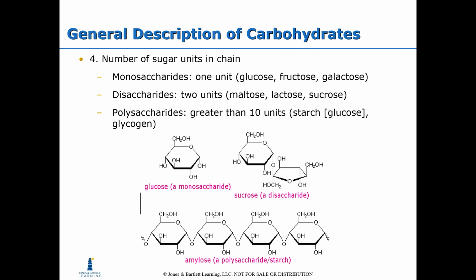They can also be classified based on the number of sugar units in the chain. Monosaccharides have 1 unit, and examples of monosaccharides include glucose, fructose, and galactose. Mono means 1, saccharide is referring to the sugar. Disaccharides, di means 2, so di has 2 units. Maltose, lactose, and sucrose are examples of disaccharides. Poly means many, so polysaccharides have greater than 10 units. Starch and glycogen are examples of polysaccharides.